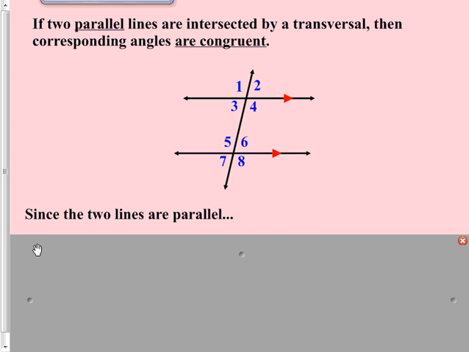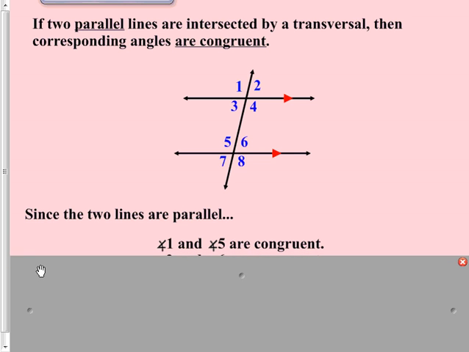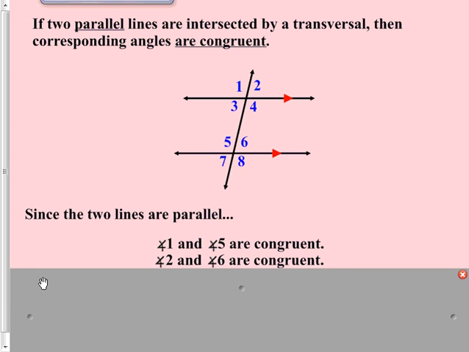Angle 1 and angle 5 are going to be congruent to each other because they are corresponding angles and because the lines are parallel. But as we saw yesterday, that is not the only set of corresponding angles in the picture. We could say angle 2 and which other angle? Angle 6. Those are corresponding angles. And since the lines are parallel, that means 2 and 6 are congruent.